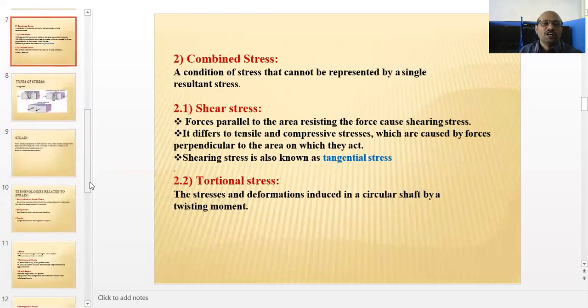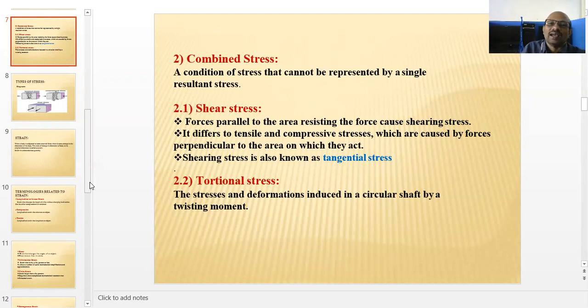So now we can see combined stresses. What are combined stresses? Combined stresses means there will be two, three or more stresses acting on that body, on that component, on that job. That is called combined stresses acting.